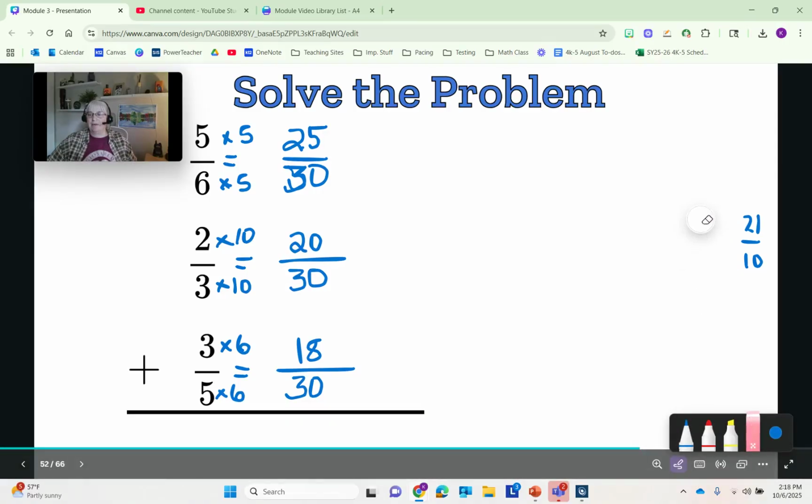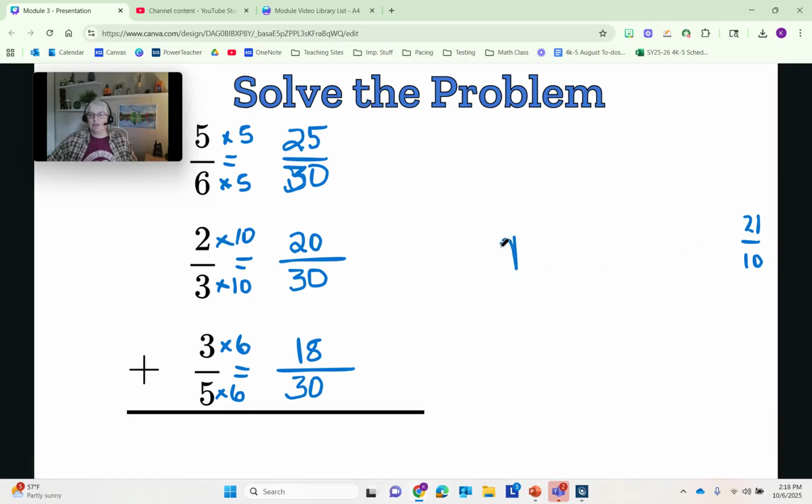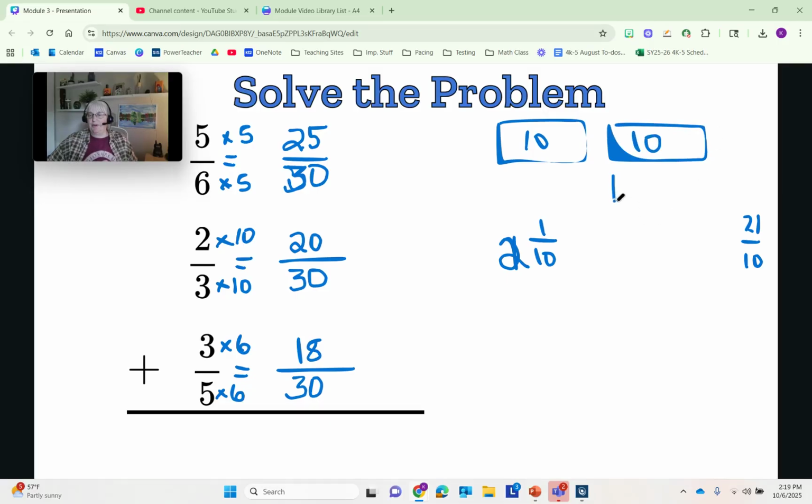Now, I can deal with 21/10 a whole lot easier. 21/10 is the same as 2 whole groups, because that would get me to 20, and 1/10. Again, if I had a pan of bars, there would be 10 pieces in here because each pan is cut into 10. I would have another pan of 10 bars to get me to 20. And the third pan of 10 bars, I'd only need 1/10. This represents 21/10, which is the same as 2 and 1/10. 2 and 1/10 is the final answer.